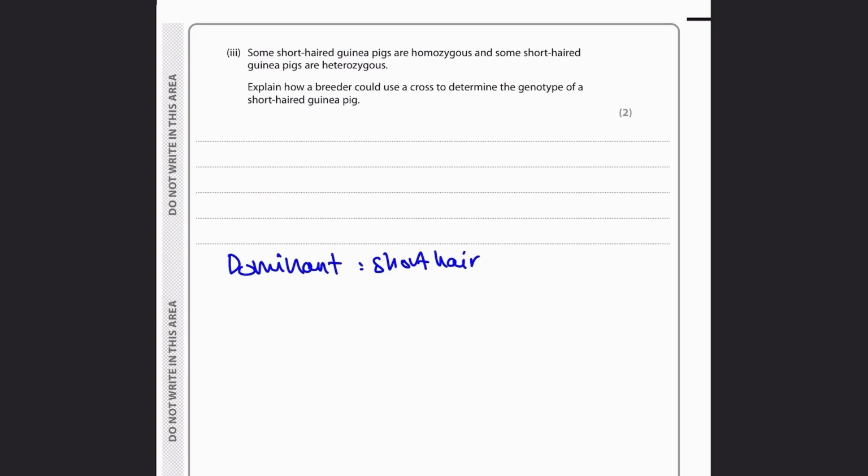Okay, and then the recessive is long hair. So it says here, some short hair guinea pigs are homozygous, and some short hair are heterozygous. So short hair is dominant. The homozygous one will be big A, because dominant is a big letter. And the heterozygous one has got to be the big A, small a. It makes complete sense, right?